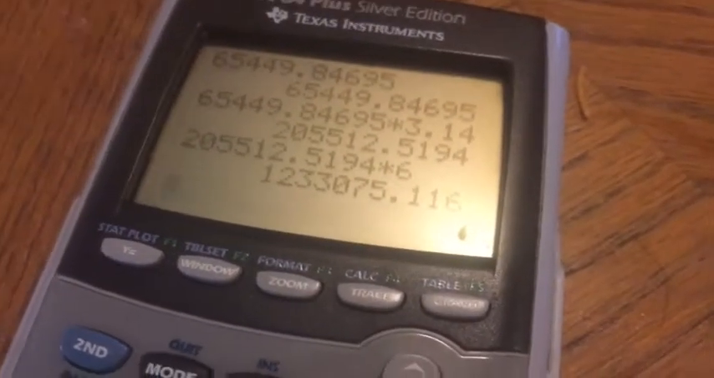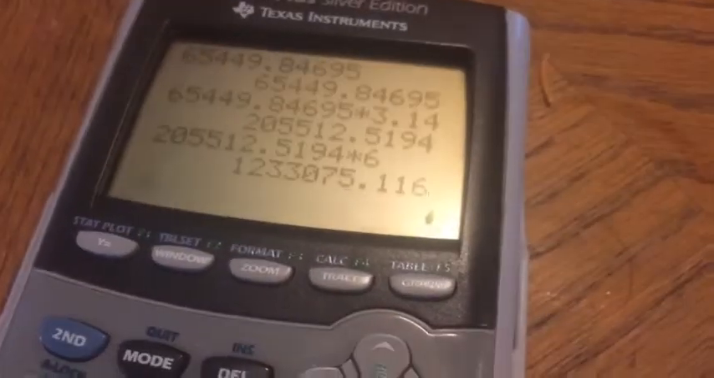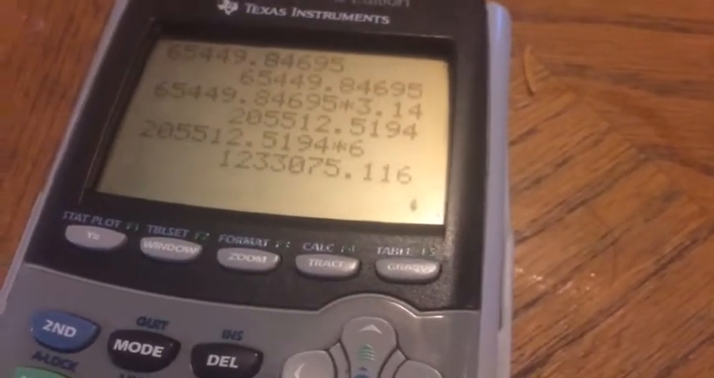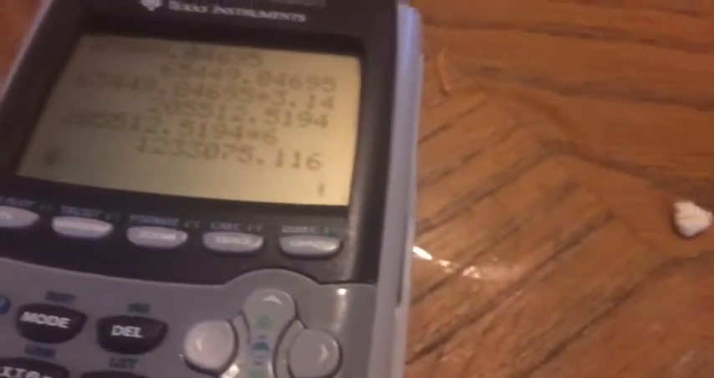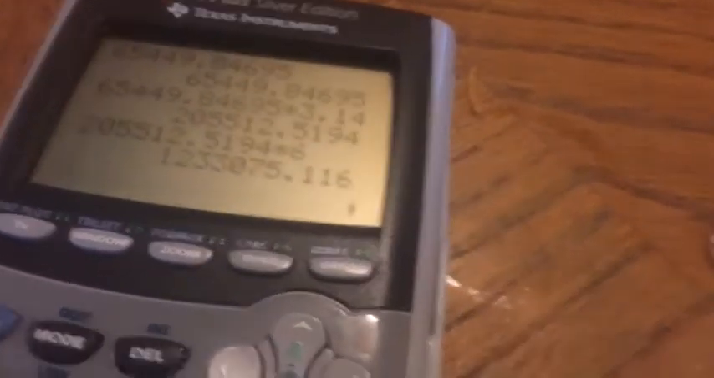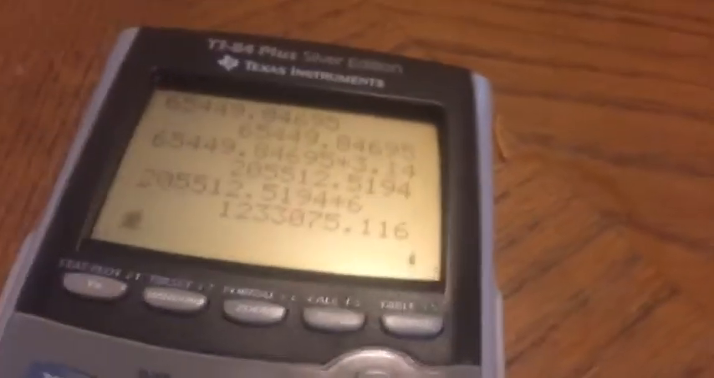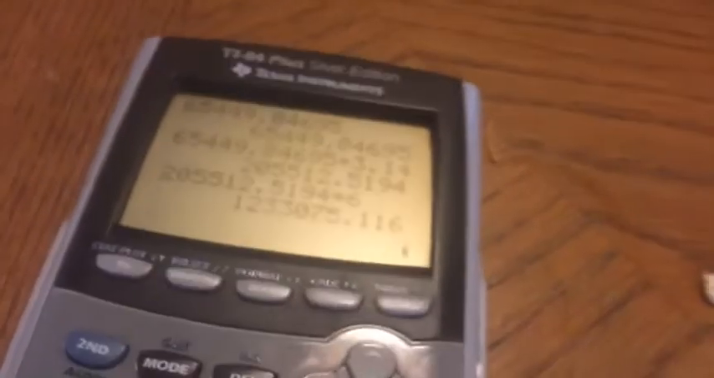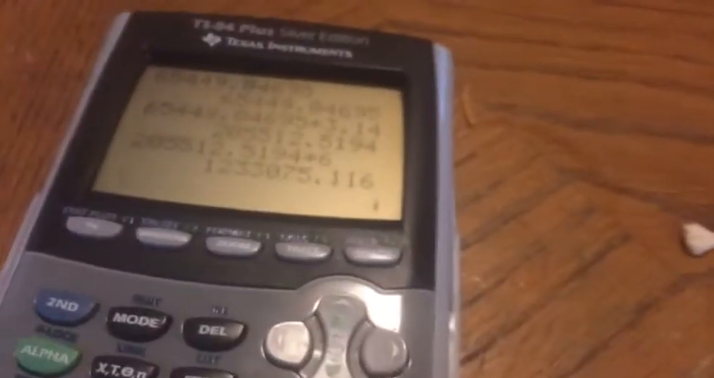For the graphing calculator to graph all of these points, down here is the total number of points that the calculator will be graphing, or 1,233,075 points. That's actually pretty impressive for just a calculator. Not a computer or anything, just a freaking calculator can do this.